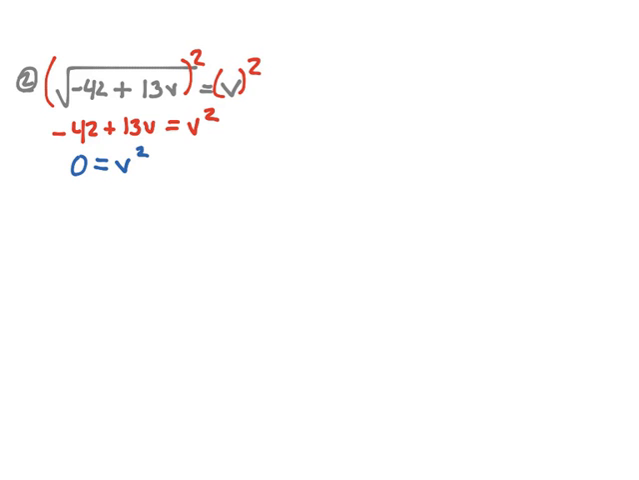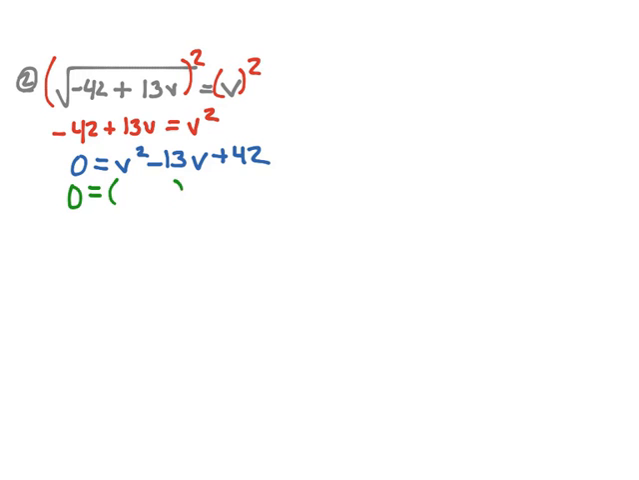I'm going to subtract it. So now I've got a negative 13v. Now I'm going to go ahead and move that 42 to the right hand side by adding it. So now I have a positive 42. So I now have the equation 0 is equal to v squared minus 13v plus 42. So now what I need to do is solve this quadratic here.